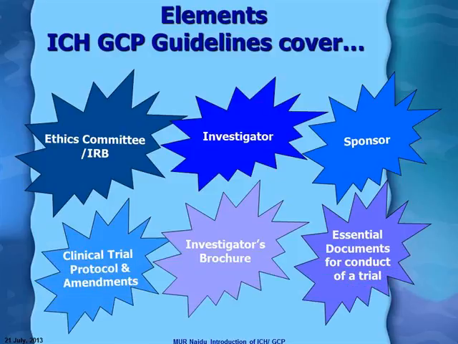This slide shows the various elements which are covered under the guidelines of ICH GCP. It includes sponsor, investigator, institutional ethics committee or institutional review board, clinical trial protocol and various amendments, investigator brochure, and all other essential documents which are listed in the GCP guidelines for conduct of a clinical trial.